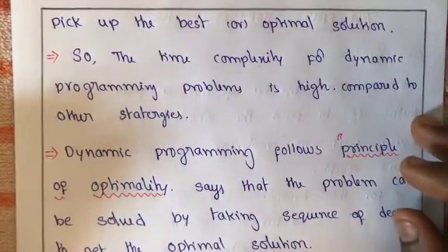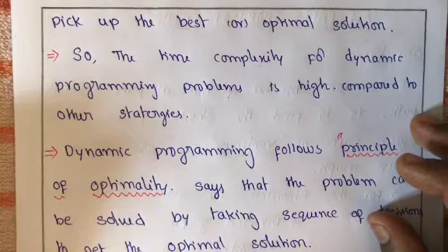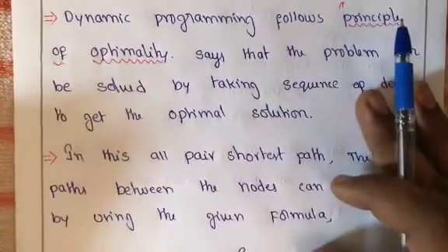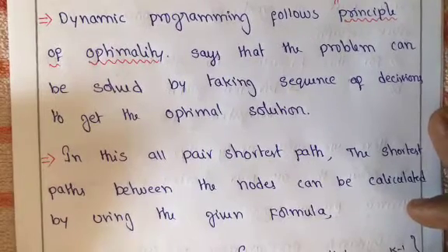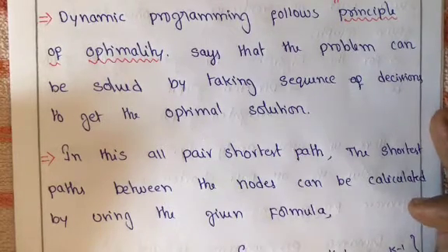Because of finding all the possible solutions, the time complexity for dynamic programming is high when compared with other strategies. Dynamic programming follows the principle of optimality, which says that the problem can be solved by taking a sequence of decisions to get the optimal solution.